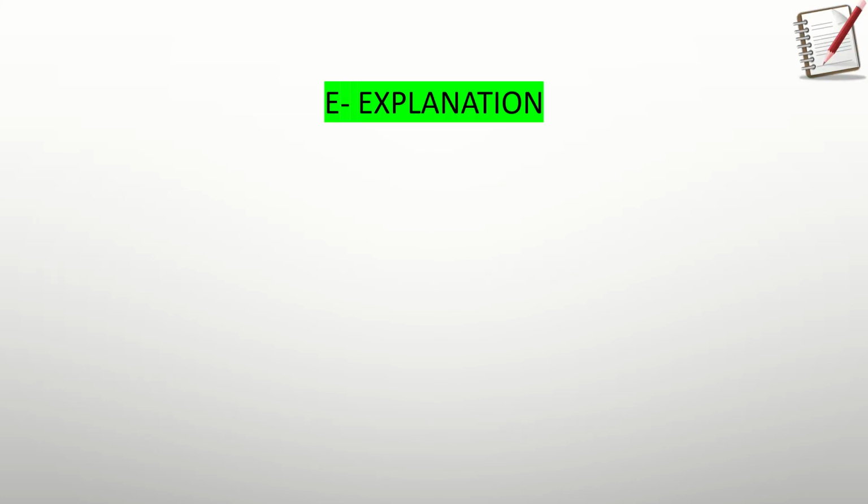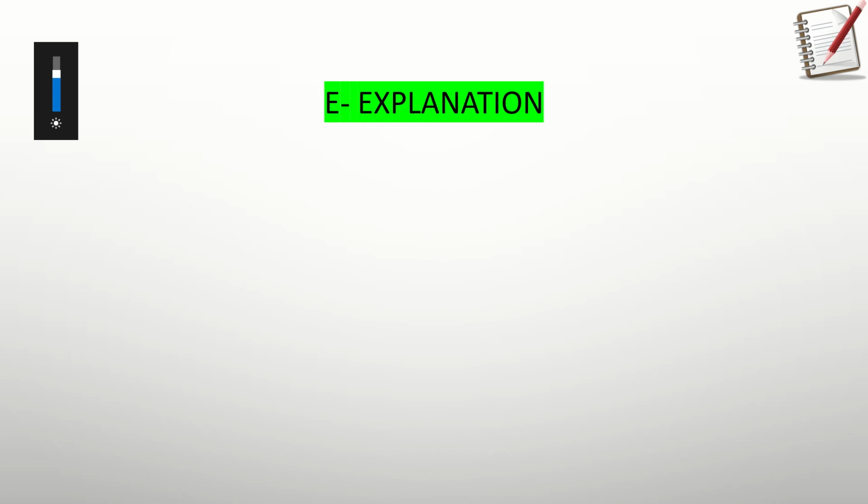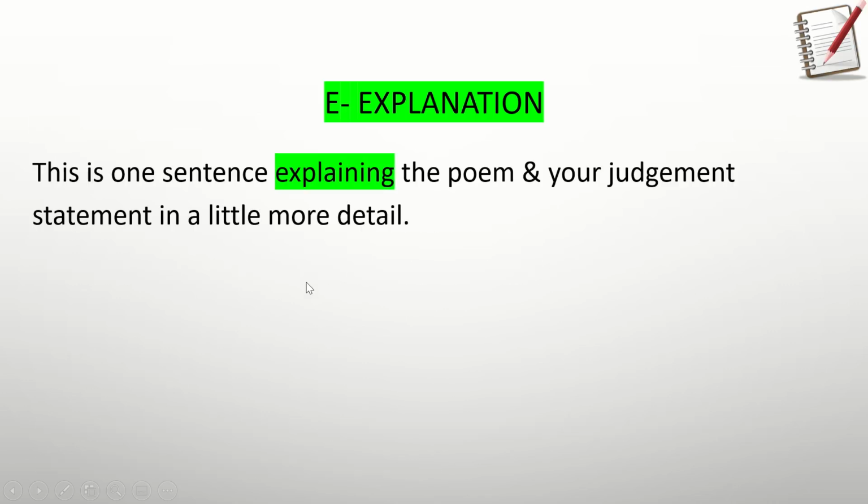So next up is the E, the explanation. So you'll notice the symbol. You need to copy this down and make sure you do the highlighting as well. So the explanation part of the paragraph is just one sentence, just explaining the poem and your judgment statement in a little more detail. So it just means that you just give a little more context for what you're trying to say. Okay, so make sure you've done the highlighting here.